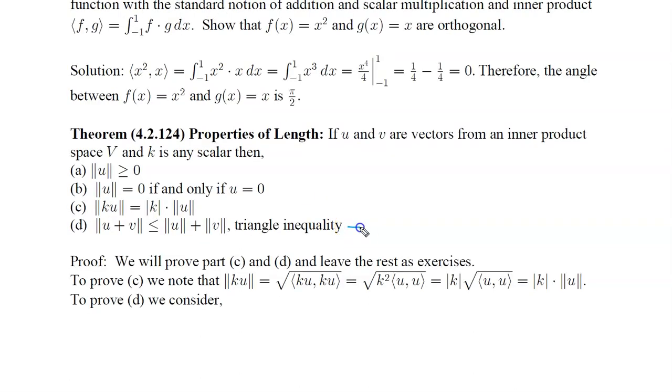And this property right here is called our triangle inequality. It makes the statement that the norm of u plus v is less than or equal to norm u plus norm v. That's called our triangle inequality because graphically what it looks like is this. If this is u right here and v right here, and we form u plus v, which is going to look like this.